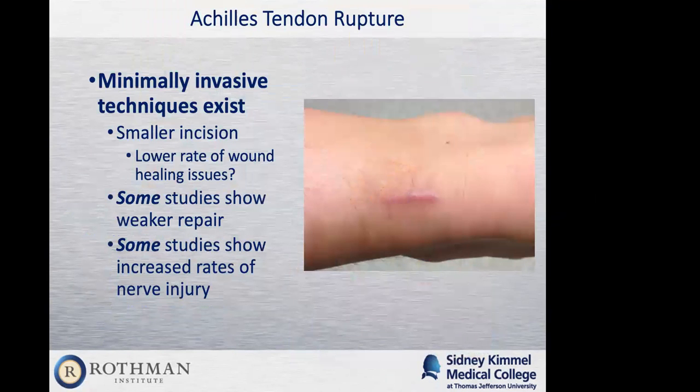There are also minimally invasive techniques that have been developed to treat Achilles tendon ruptures. The benefit of this is a smaller incision and, in theory, a lower rate of wound issues. I will tell you that some studies have shown that these minimally invasive techniques have led to a weaker repair, although there are just as many studies that show that there is no difference in the strength of the repair.